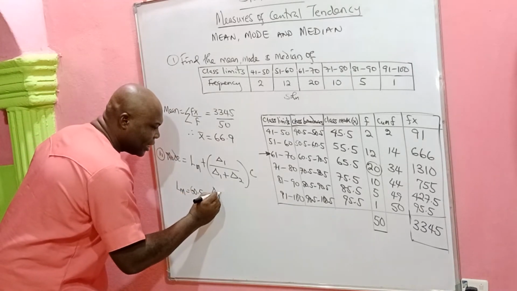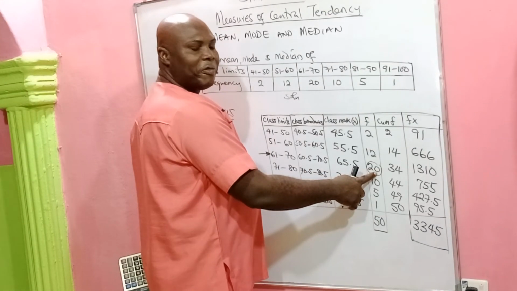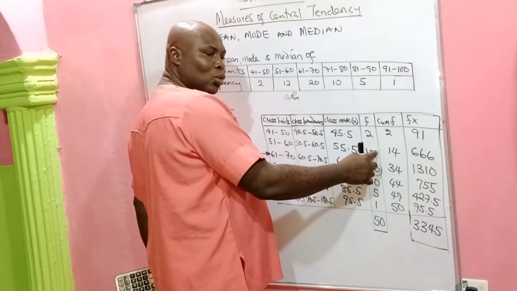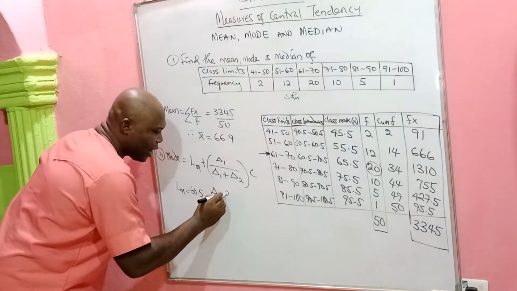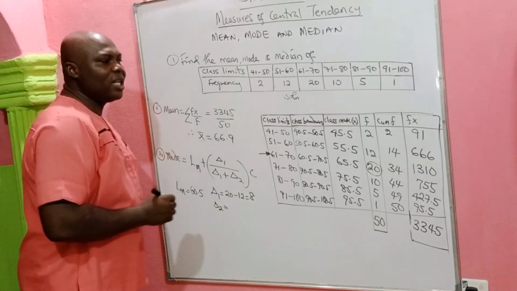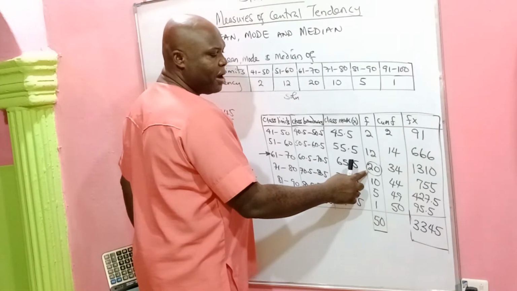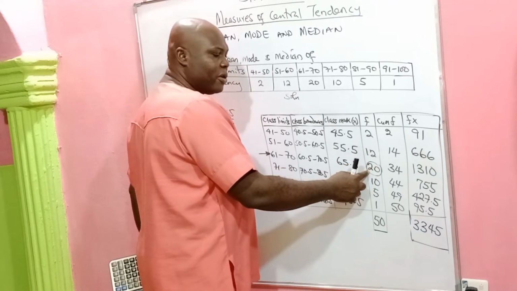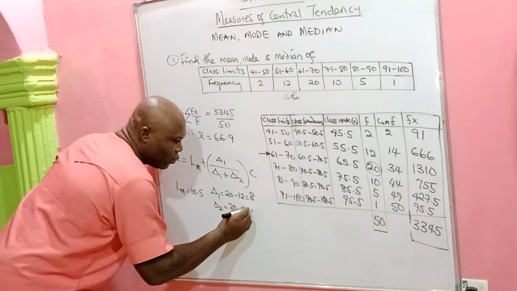So the next thing is delta 1. Delta 1 is the difference between the modal frequency and the frequency before it. The frequency before it, meaning 20 minus 12. That's what it means. So you have 20 minus 12, and that gives us 8. And our delta 2 is the difference between the modal frequency and the frequency after it. Delta 1 is the difference between the modal frequency and the frequency before it. Delta 2 is the difference between the modal frequency and the frequency after it. So that will be 20 minus 10. So we have 20 minus 10, which is equal to 10.